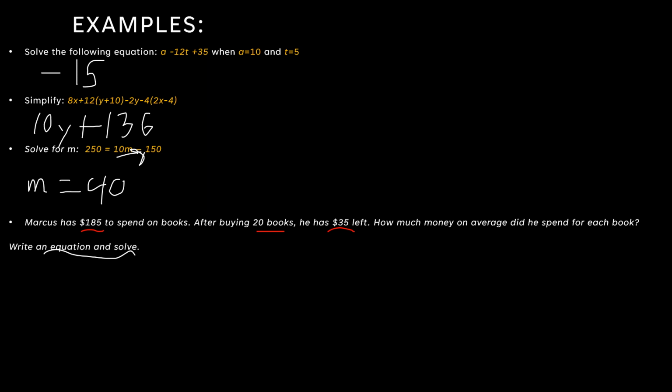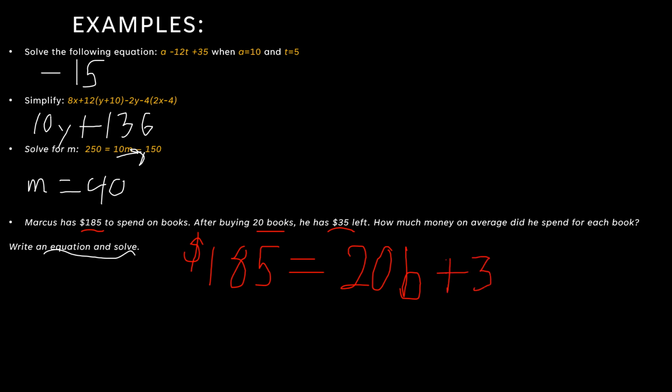To make things simple for myself, I'll usually write the 185 first, because then I know that that's the total that we end up with between the 20 books and the $35. So we'll write 185 is equal to 20, and we're going to put B for book price, plus the $35 that were left over. And now we're going to solve that.